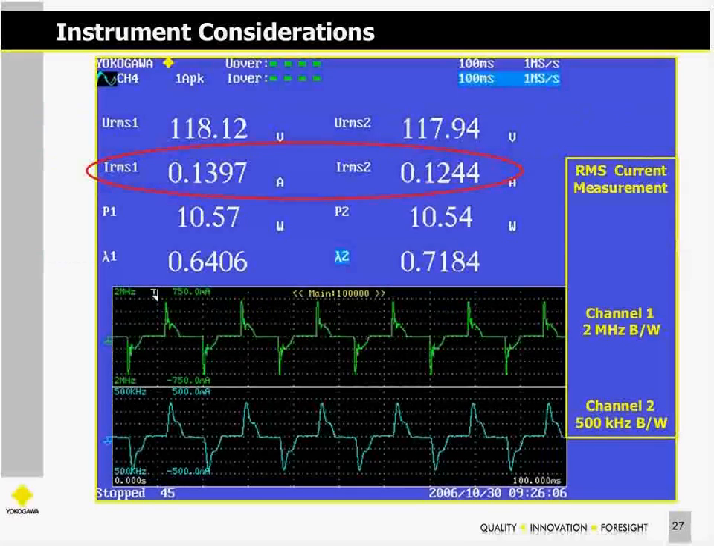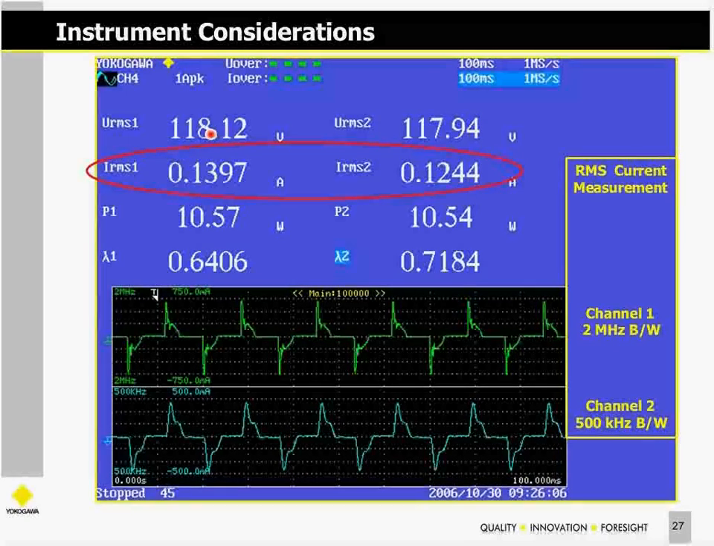Let's look at this distorted waveform. The top waveform is measured true RMS with a bandwidth of 2 megahertz. The bottom waveform is measured with a bandwidth of 500 kilohertz. And here's what happens. This is the current waveform. True RMS measurement out to 2 megahertz includes all the harmonic content. You can see different shapes on a waveform, so we know there's got to be a lot of different harmonics there. So 0.1397 compared to 0.1244. So there is a difference between those readings.